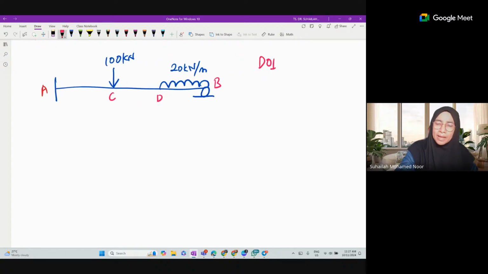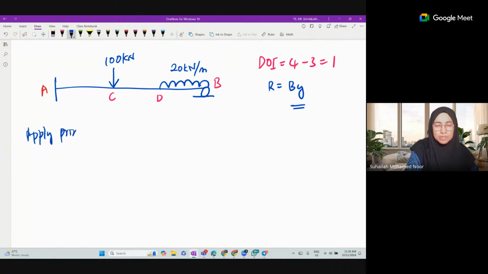If we have 1 DOI, which comes from 4 minus 3 is equivalent to 1, and we want to have the cantilever beam as the primary beam, so we choose BY as the redundant. Having this as the redundant, we want to remove BY, and by removing BY, we will have the primary structure and the redundant structure as cantilever beams.